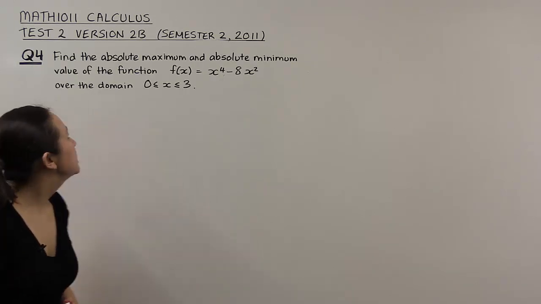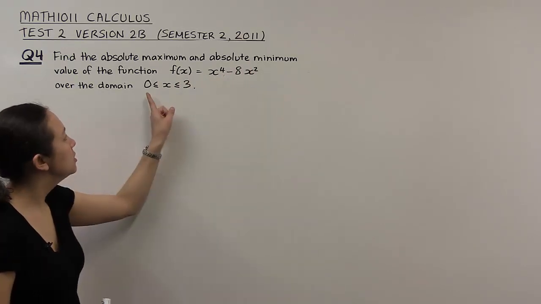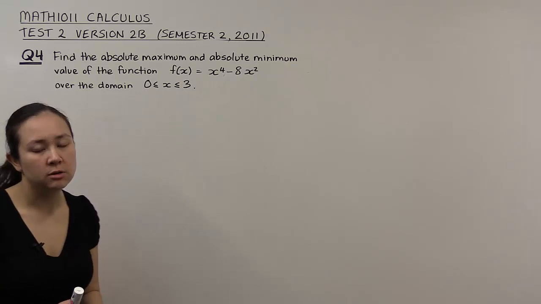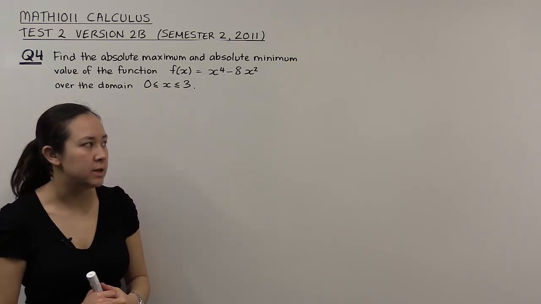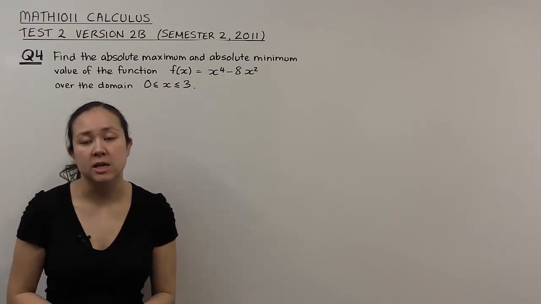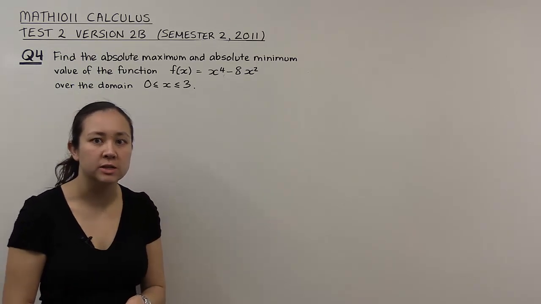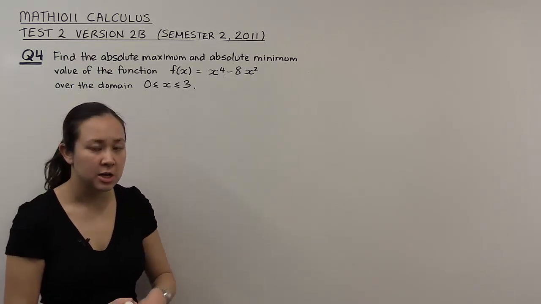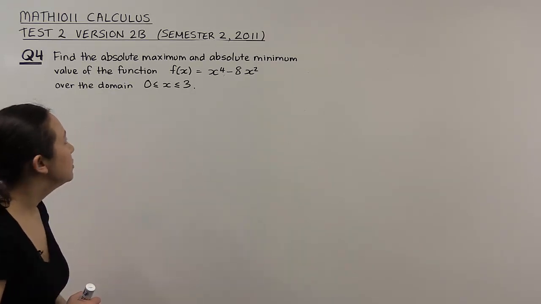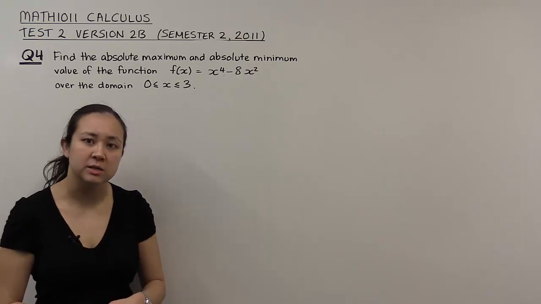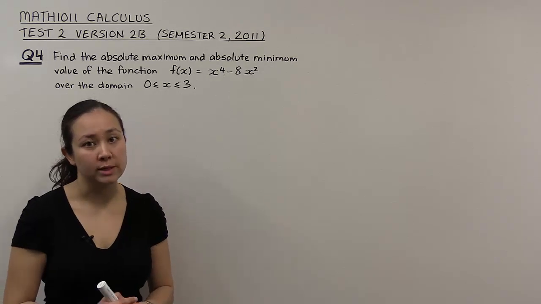Question 4 is asking us to find the absolute maximum and minimum values of a particular function over a closed interval, 0 less than or equal to x less than or equal to 3. That's your closed interval from 0 to 3. We could sketch this and determine where the maximum and minimum values occurred on a sketch. We'll probably draw a sketch afterwards. But the idea of this question is that we can work out the absolute maximum and minimum values just by seeing what's happening at the critical points.